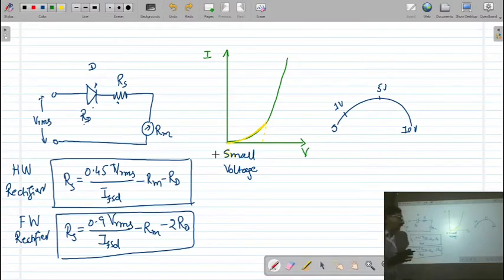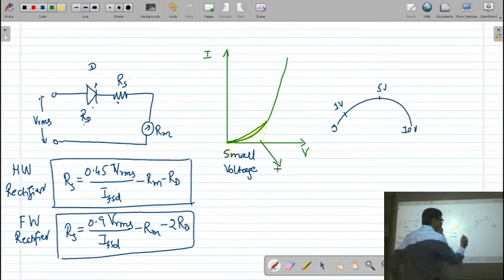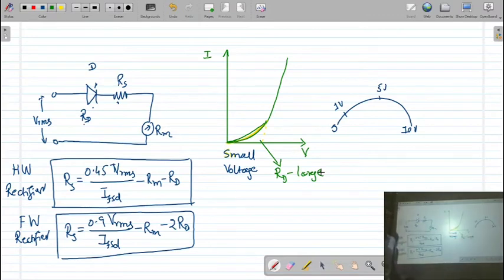Resistance of the diode in this region, remember, is large, and therefore the sensitivity of the meter will be small. So basically, if you want to use this diode, then you have to use your operating point of the diode in a linear region.